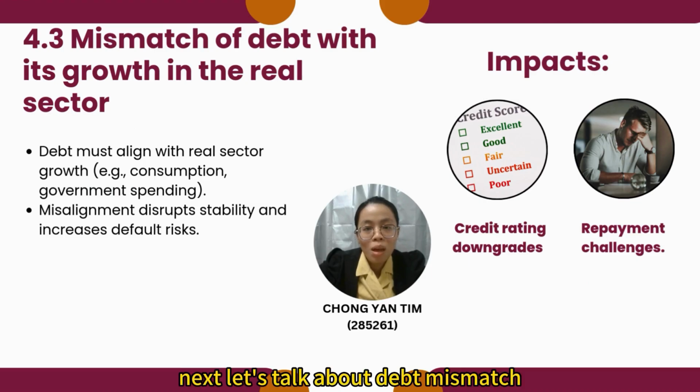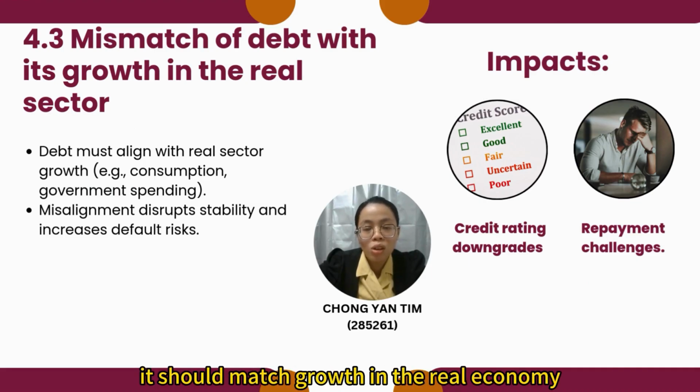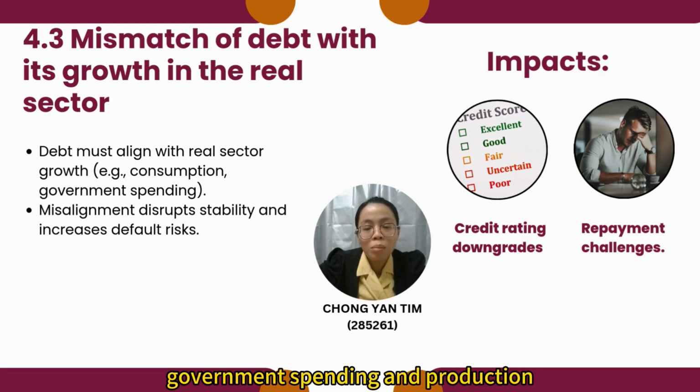Next, let's talk about debt mismatch. For debt to be manageable, it should match growth in the real economy for areas like consumption, government spending, and production. When debt grows too quickly without real economic growth, it disrupts stability. This can lead to lower credit ratings and challenges in repaying debt.